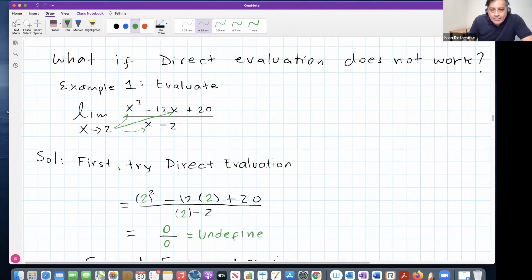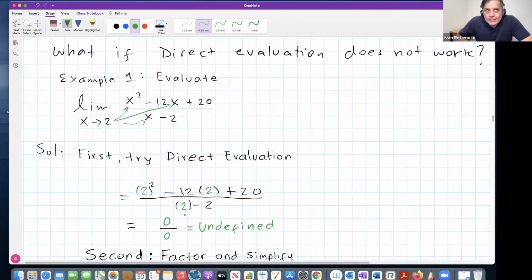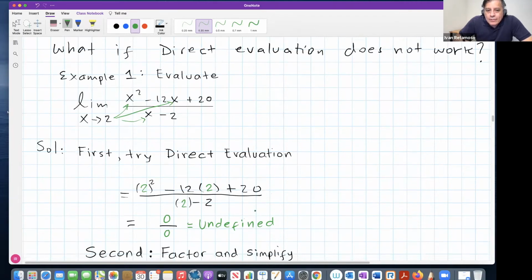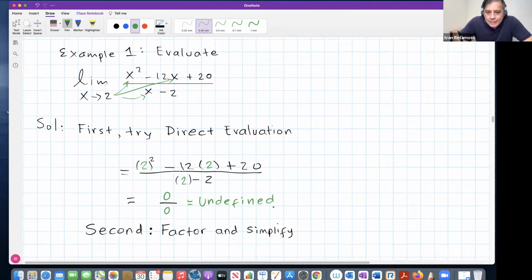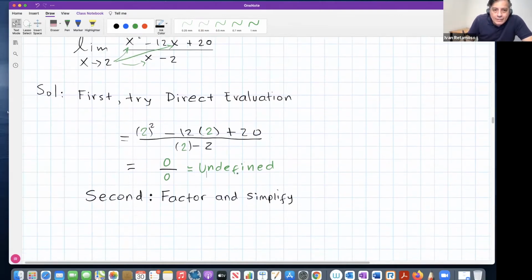But remember, limits do not necessarily deal with what happens right at x equals 2. At x equals 2, this function is showing an undefined result. But since limits are concerned about what happens in the neighborhood of this number 2, on the left and on the right, don't take this as your answer. Instead, try this: factor and simplify. By factoring and simplifying, we may overcome this undefined situation. You will see.